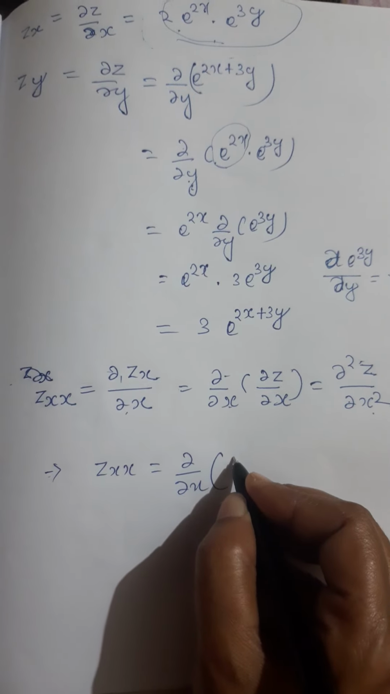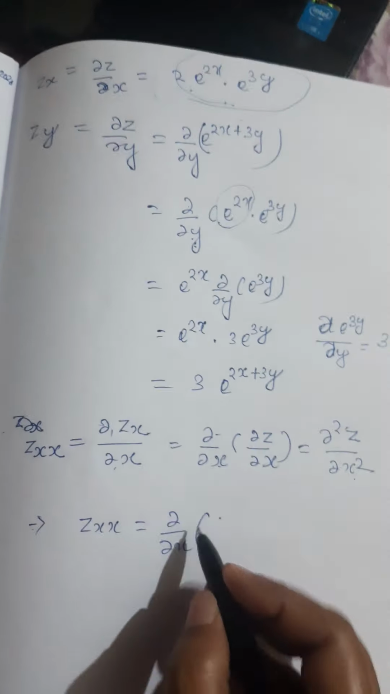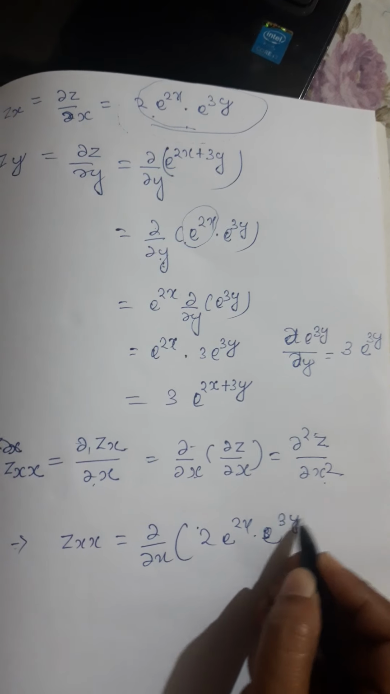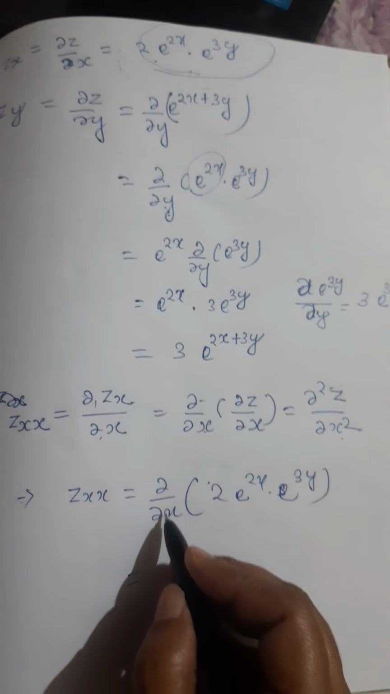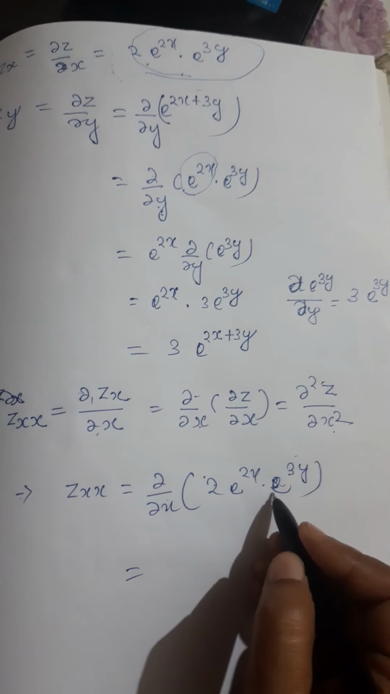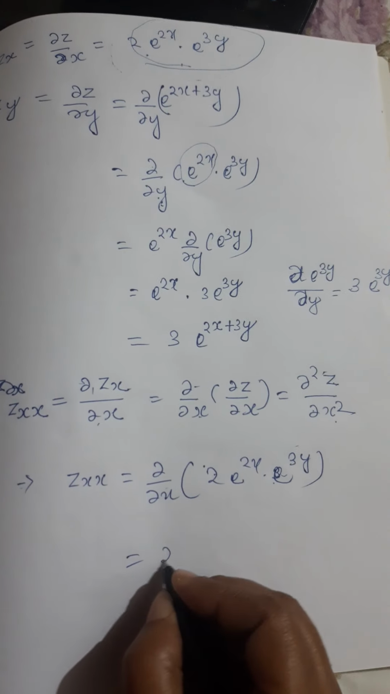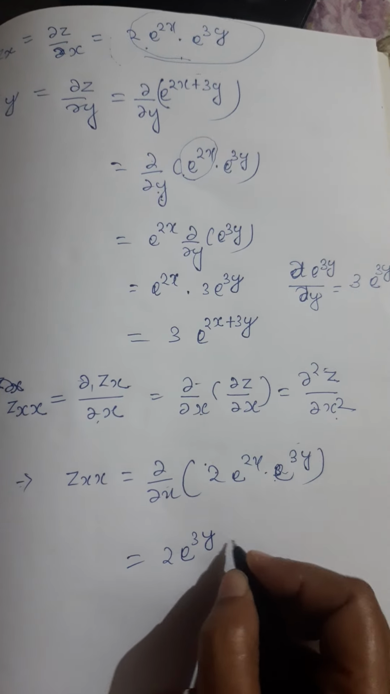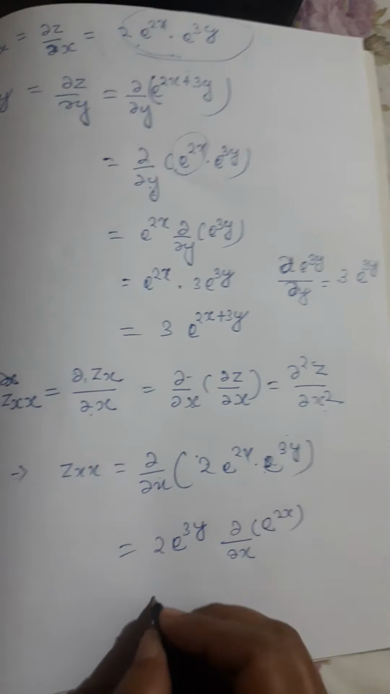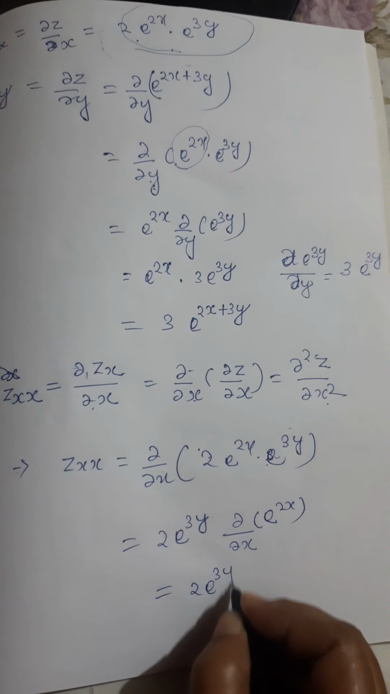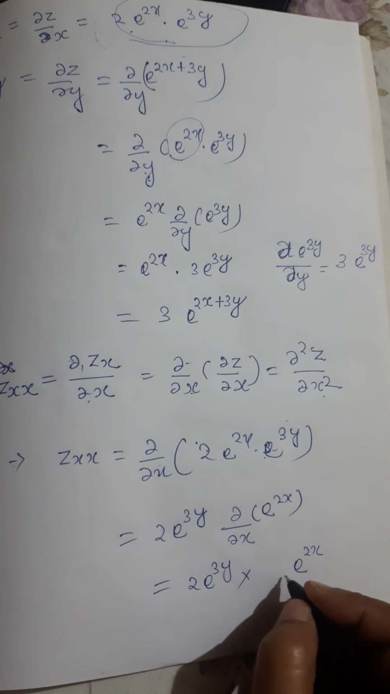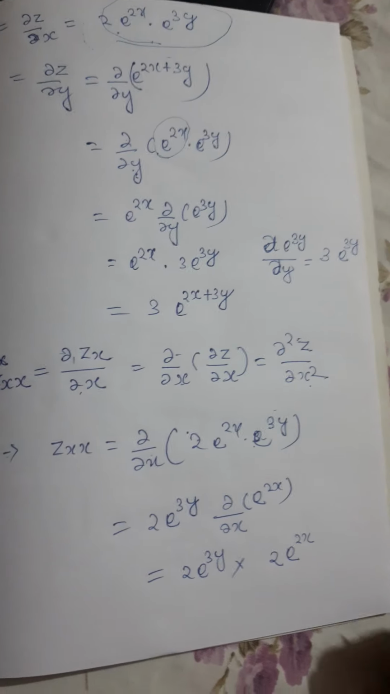So del z by del x, in place of del z by del x, just write here e to the power 2x into e to the power 3y. Here you can notice that the differentiation with respect to x, so we have to take 2 and e to the power 3y as constant with respect to x. So e to the power 3y can be taken out of the differentiation. So we have to only differentiate e to the power 2x, that is e to the power 2x, and just multiply the coefficient of x.